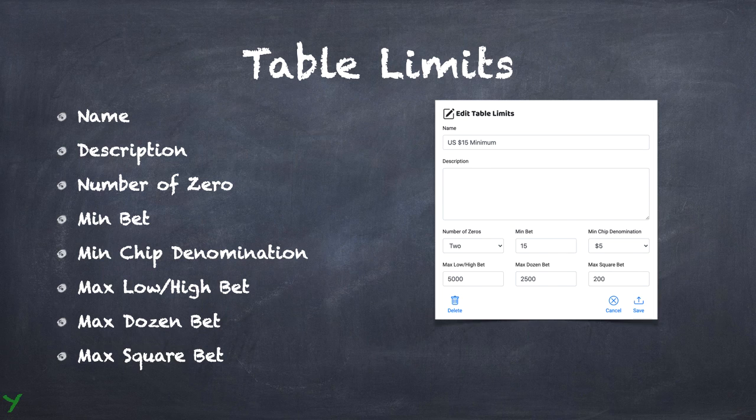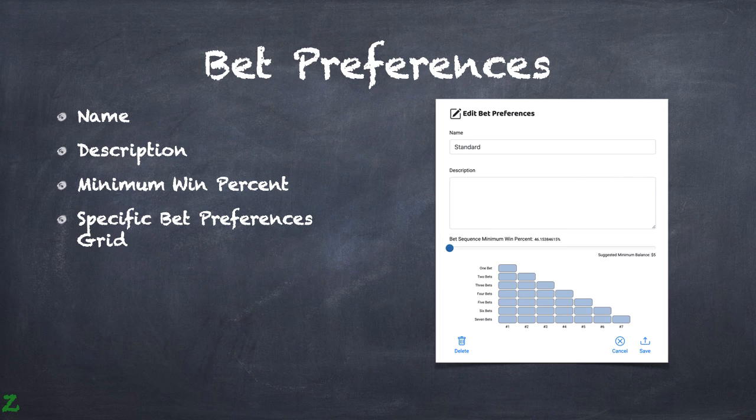Okay. All right, so let's go ahead and take a look at how you set your bet preferences. So initially, when you set it up, it's the same thing where you can give it a name and a description. Again, mainly for the user. You can then also set the minimum win percent. So this is the minimum win percent of the bet sequence. That means that bet sequence cannot go below this win percent. Period. And then below that is a grid of your various bets.